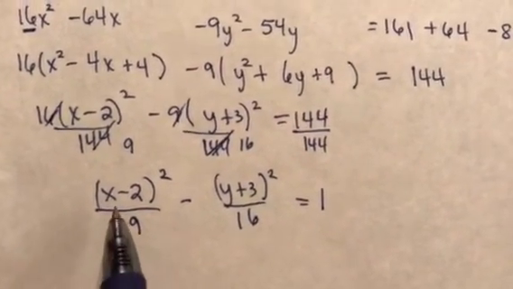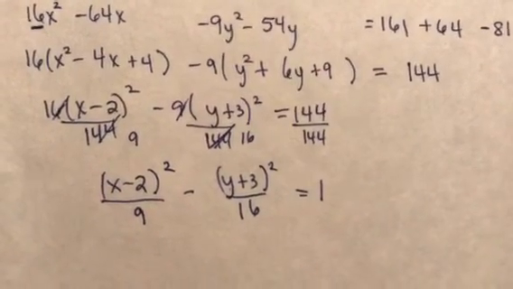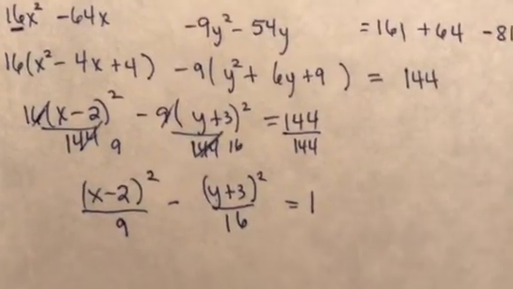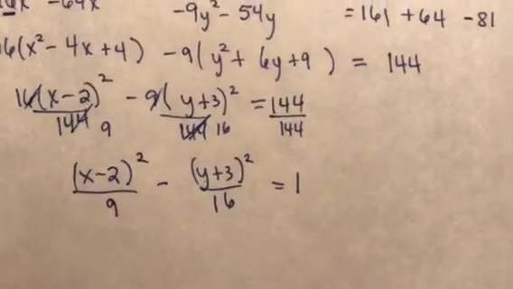And here's what I know. I know my center is 2, negative 3, because that's what makes it 0. I know it opens left to right because the x comes first. All right, so I could do that real quick, but I think that's good enough for now.